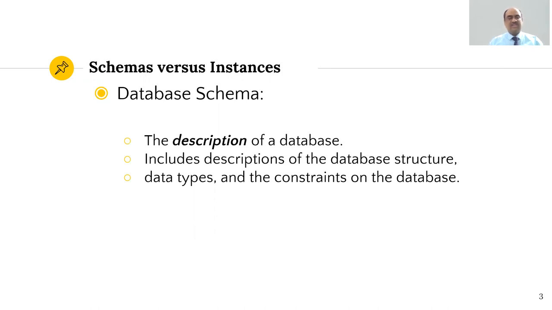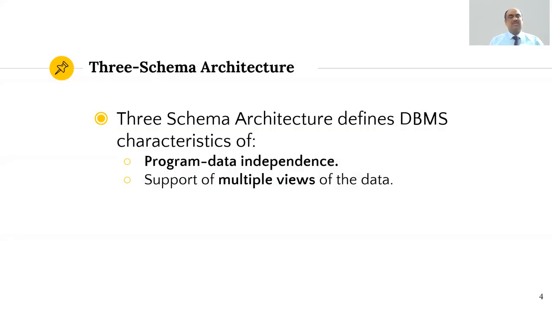So as we said, schema is for the overall design of a database. Based on the schema, the three-level architecture of database systems is defined. The three-schema architecture defines the DBMS characteristics of program data independence as well as how it supports multiple views of the data. Once we see the architecture of the DBMS, we will see program data independence in detail.